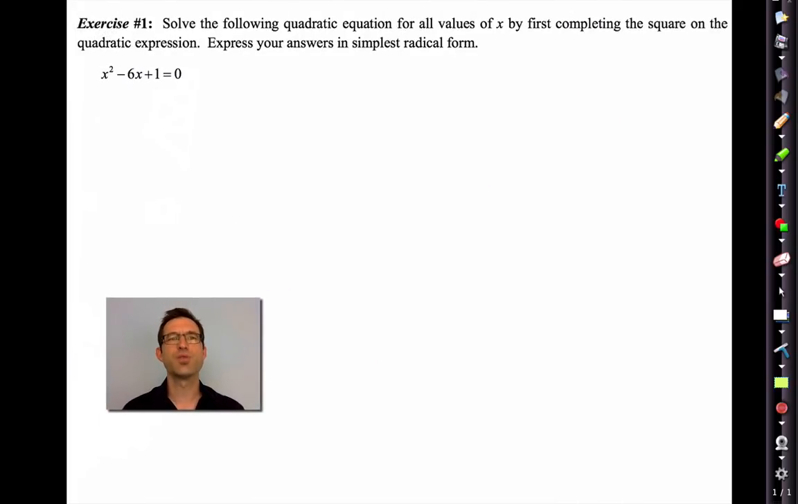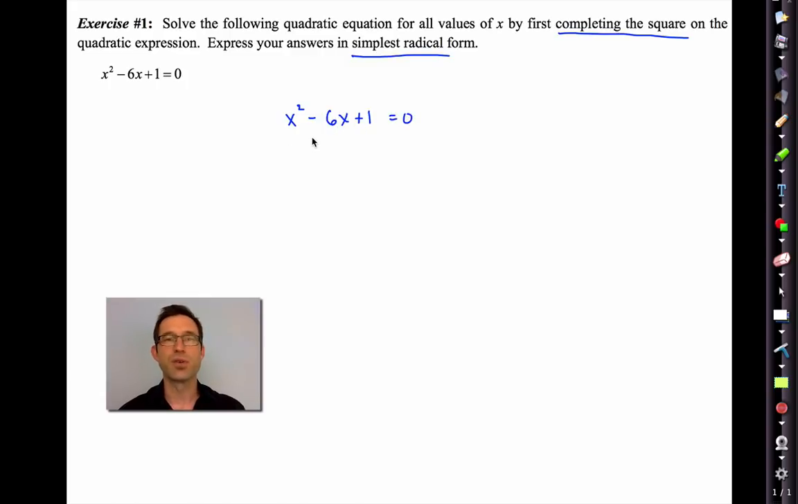All right, exercise 1 asks us to solve the following quadratic equation for all values of x by first completing the square on the quadratic expression. Express your answers in simplest radical form. All right. So we've got a bunch of different things here. We've got completing the square, we've got simplest radical form, etc. So I'm going to rewrite the problem right here. X squared minus 6x plus 1 equals 0.